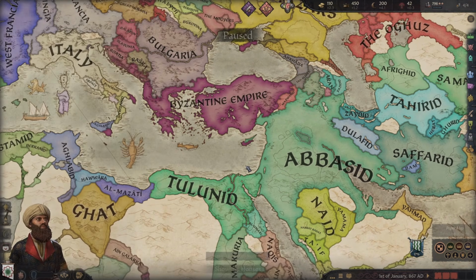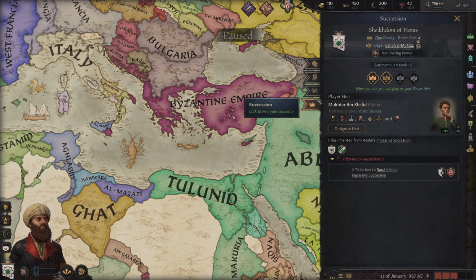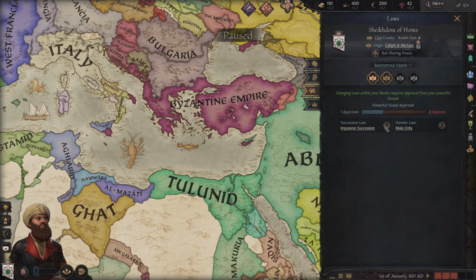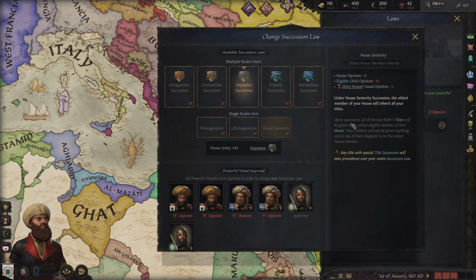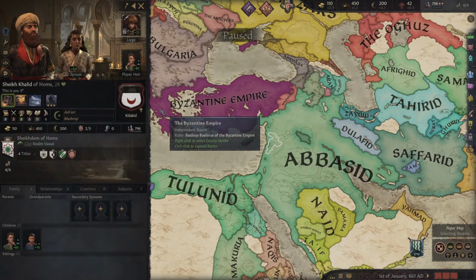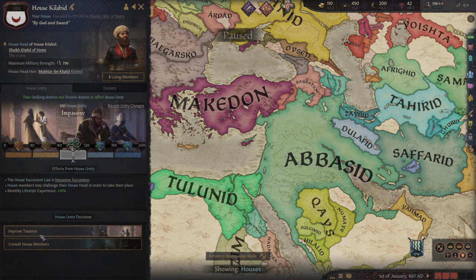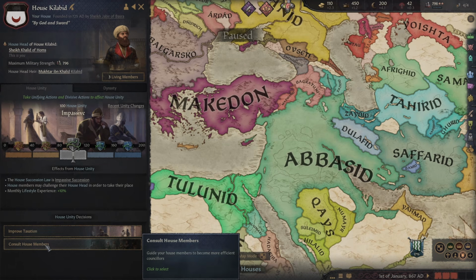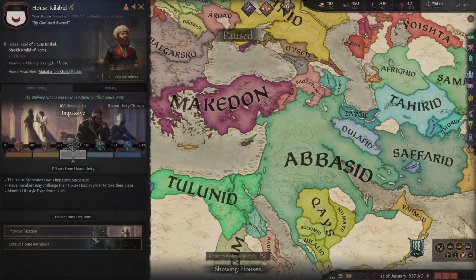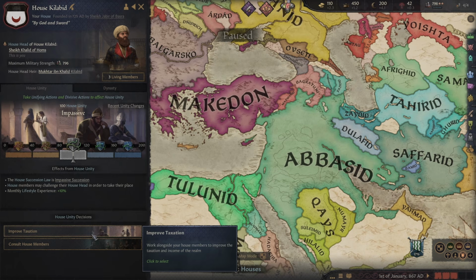An important asterisk here is that if you're a little bit later in the game, and you or another house member has a succession type where not all children inherit, like primogeniture, ultimogeniture, or seniority, then you aren't affected by house unity succession types, and you get to keep your own succession law. Each level also has these house unity decisions that a house head can take. An interesting thing is that unlike all other decisions, these ones can only be taken from the house unity window, and not the decisions menu.